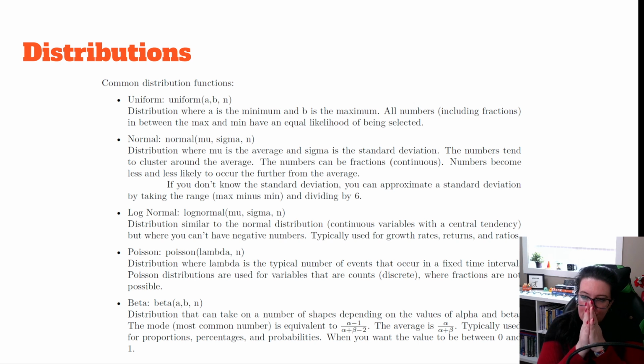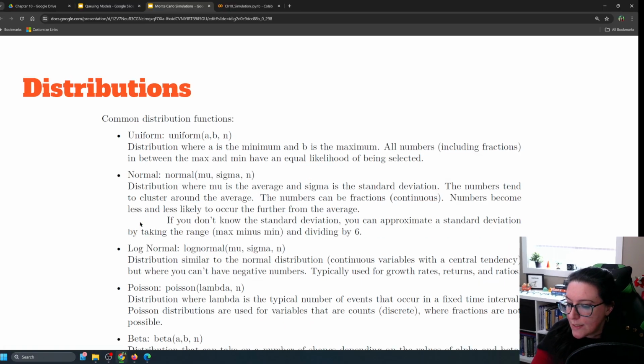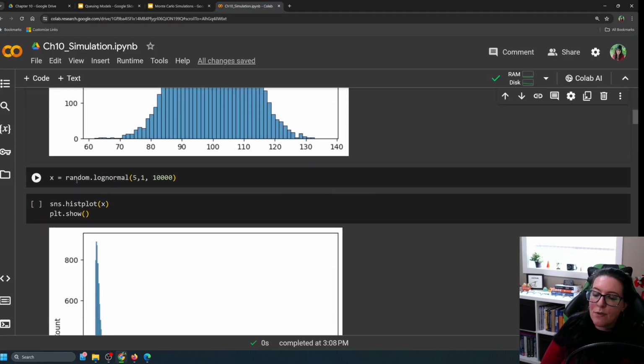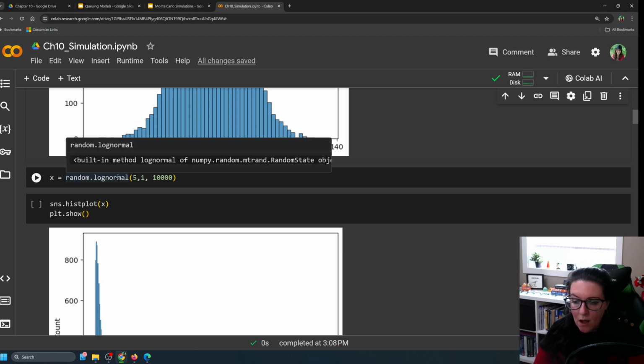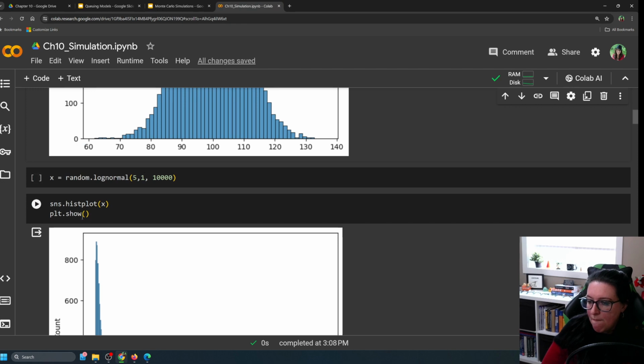So it still has a measure of central tendency, it still has that equal probability in either direction, still continuous data, but if you can't have negative, then we do a log normal. So let's take a look at a log normal. To generate data from a log normal, we do random.lognormal, okay? And when we do a log normal, we have mu and sigma, so we still have the average and the standard deviation. So let's do an average of 5, a standard deviation of 1, and generate 10,000 points.